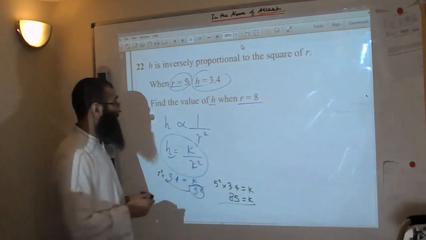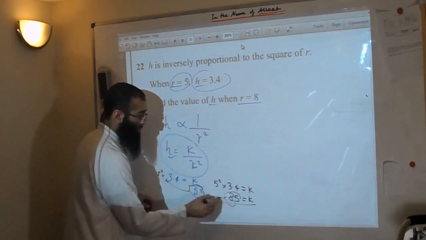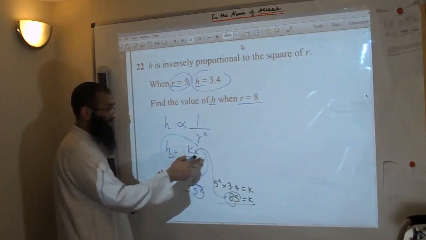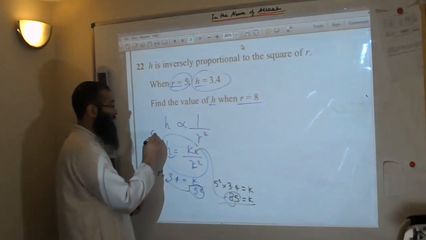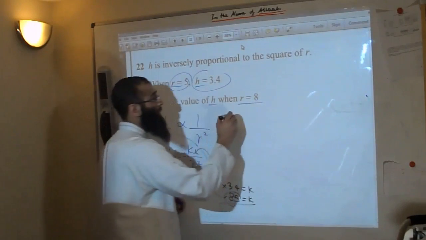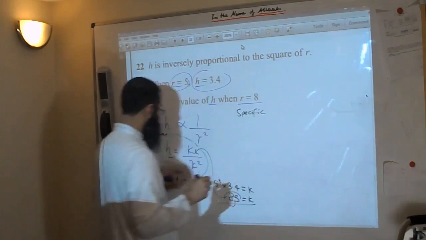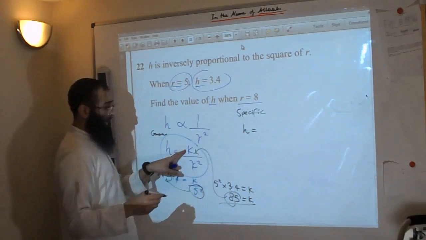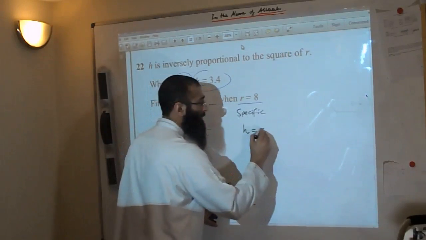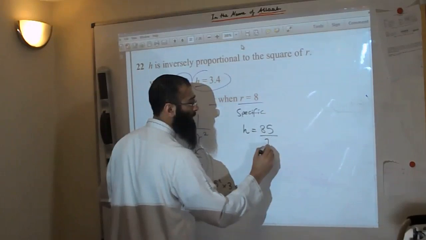Okay, now once we've got the value of K is 85, we can put that value back in for K and make this general rule into a specific rule. So this is general, now we do the specific for this question. So H stays as H. K becomes the K value we just worked out. And then the R squared stays as R squared.